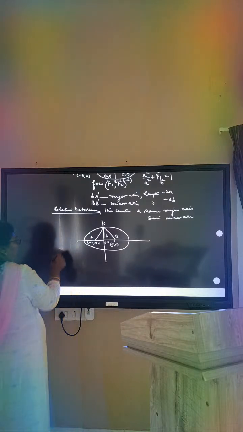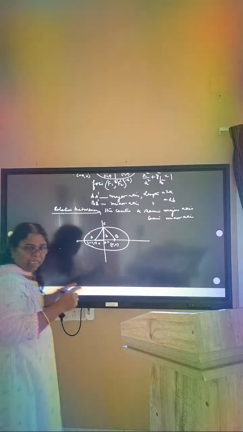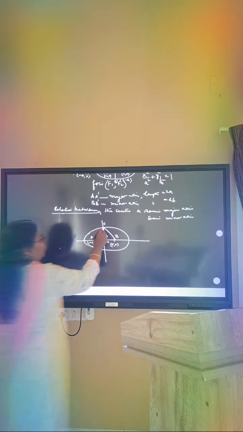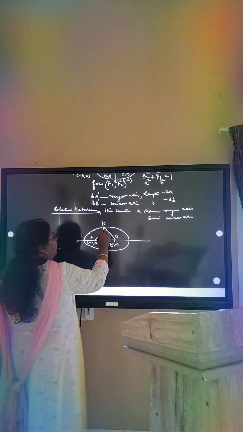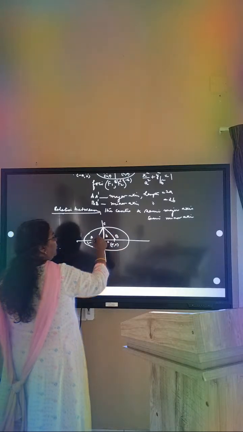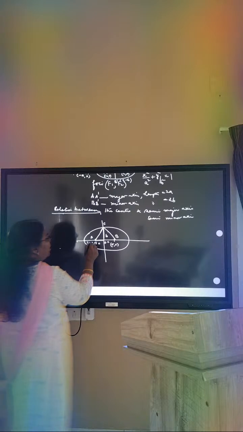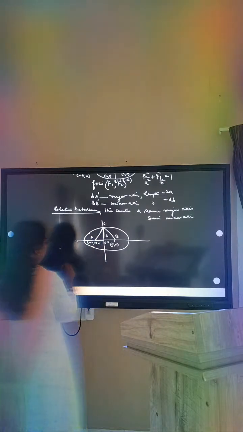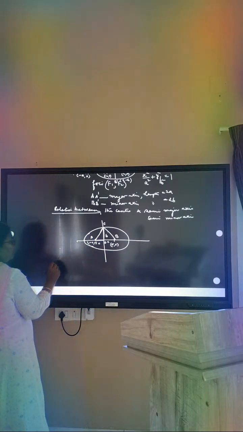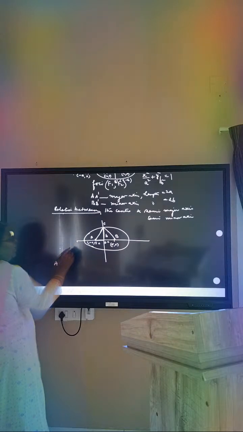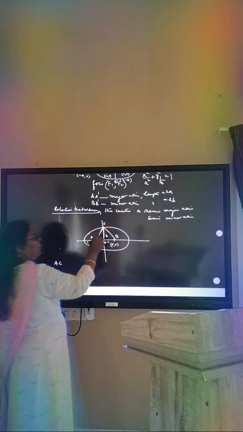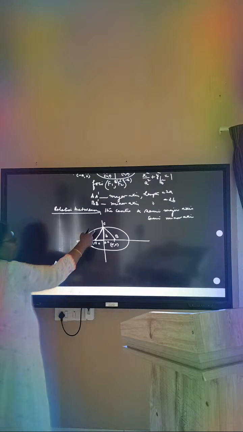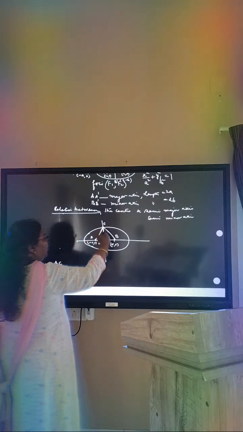I said an ellipse is the set of points in the plane for which the sum of the distances from two fixed points is a constant. So I can say the sum of the distances from the two fixed points, AC plus BC. This is one of the points on the ellipse, and we are finding the distance from the two fixed points A and B, that is, the distance AC and CB.